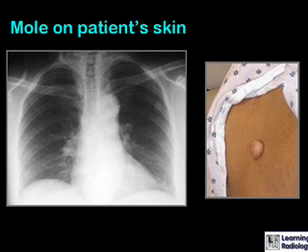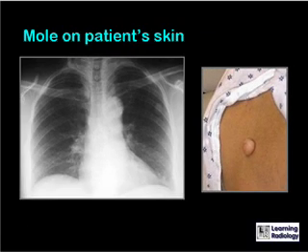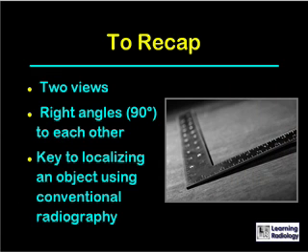So it was very important to obtain two views at 90 degrees to each other to demonstrate not only by physical examination but also by the X-ray that this is a lesion that's outside of the chest. So to recap, orthogonal views are two views that are taken at right angles to each other. They are key to localizing objects on conventional radiography.